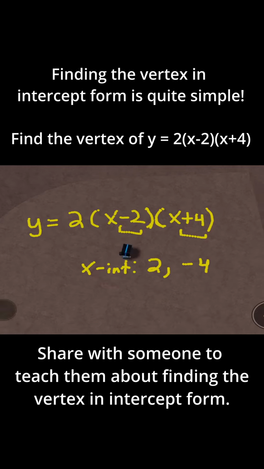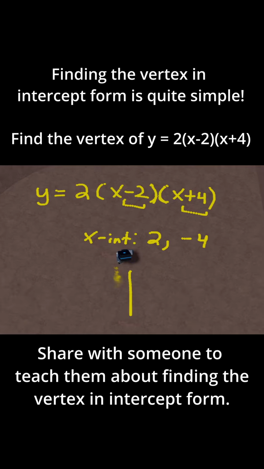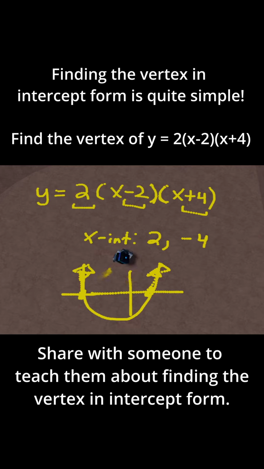Now, let me just sketch this parabola really quick. So we have a parabola with an x-intercept of plus 2, and maybe minus 4 is over here. And you know that this parabola is facing upwards. How do I know that? The a value, that 2, is positive. So the parabola, if it points upwards, it probably looks something like that, maybe. And then that means the vertex would be down here.